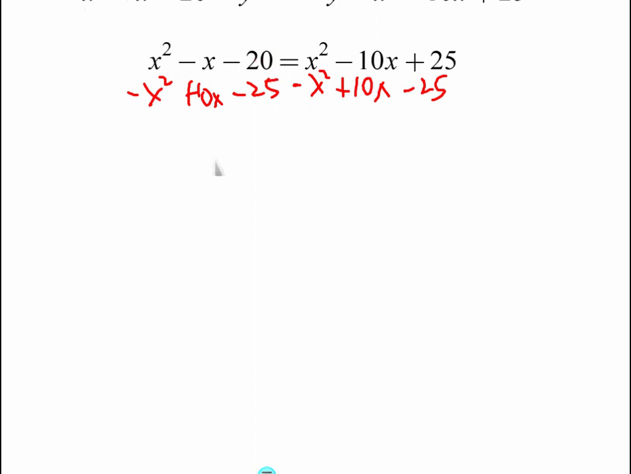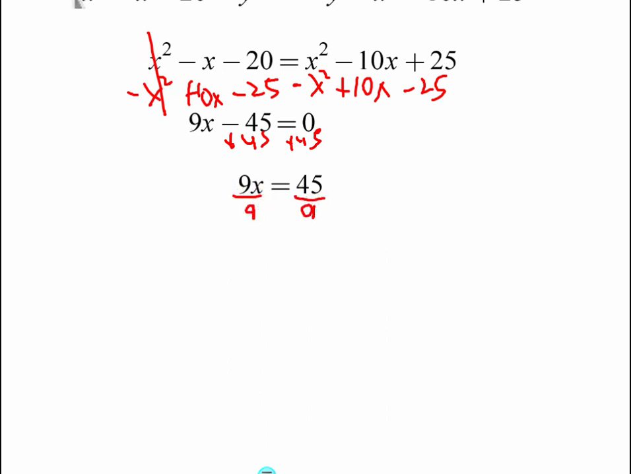One thing I noticed that happens here is my x squareds cancel out, and I end up with 9x minus 45 equals 0. So instead of this being a quadratic equation, it really just worked out to be a linear equation. To solve this, I need to add 45 on both sides. So now I've got 9x equals 45. And then to finish this, I divide by 9. That gives me x equals 5.